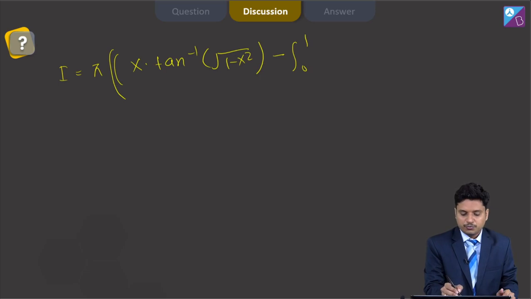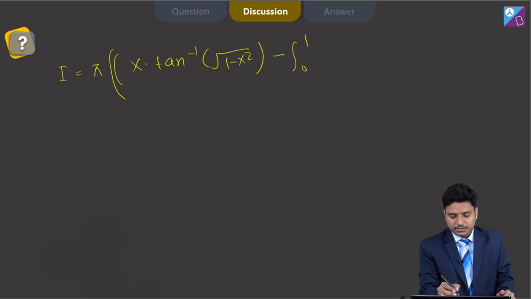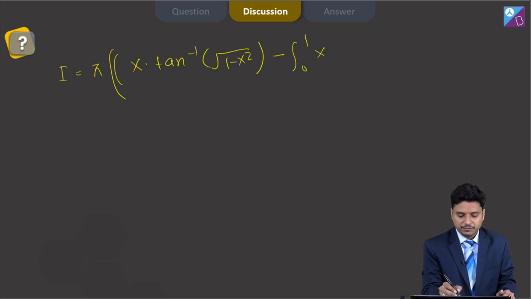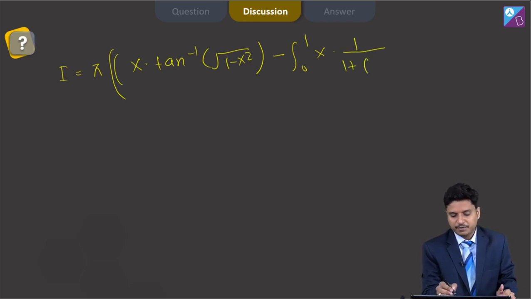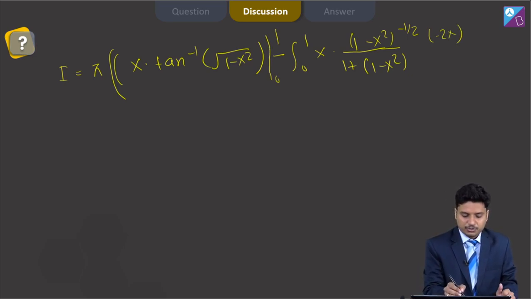minus 0 to 1, again first function's differentiation into second function's integration. So we have to put the first function's differentiation, and the second function's integration is already x, and we should now try to differentiate tan inverse under root 1 minus x square. So what will it be? It will be 1 plus 1 minus x square, right? And under root 1 minus x square's differentiation, which is 1 minus x square raised to power minus half into minus 2x. So if we put 0 to 1 in this section, if we put 1, this will be getting 0, and if we put 0, then this x is getting 0.